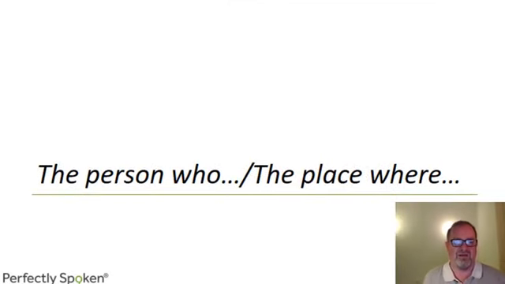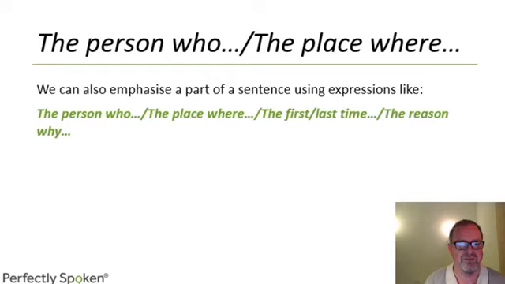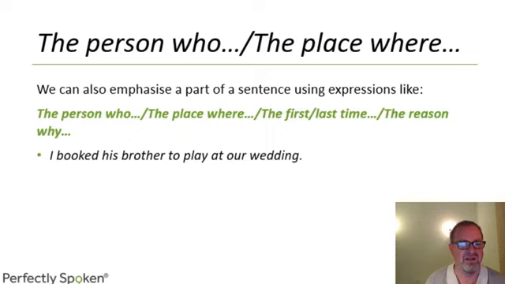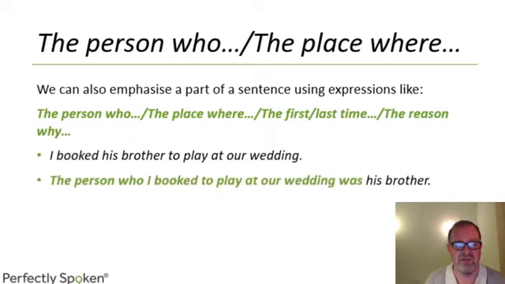Another way we can emphasize is to use structures such as the person who, the place where, the reason why, etc. The last time is another possibility. So, the person who, the place where, the first or last time, the reason why, etc. I booked his brother to play at our wedding becomes the person who I booked to play at our wedding was his brother, if we are focusing here on the direct object.